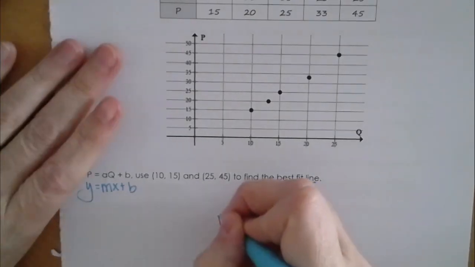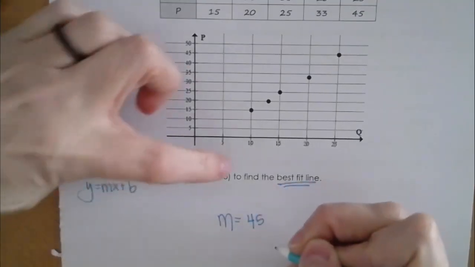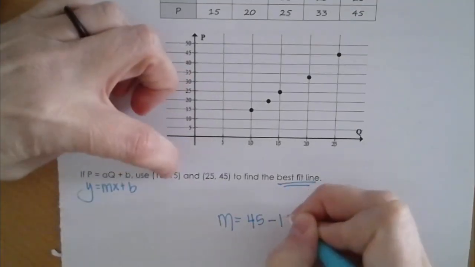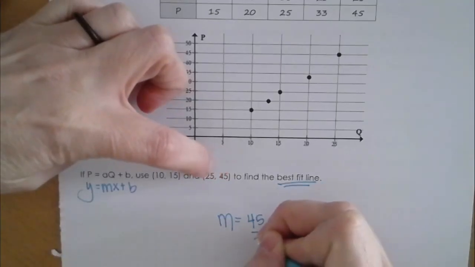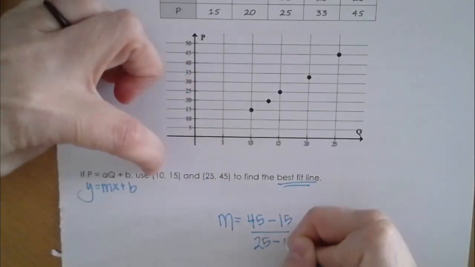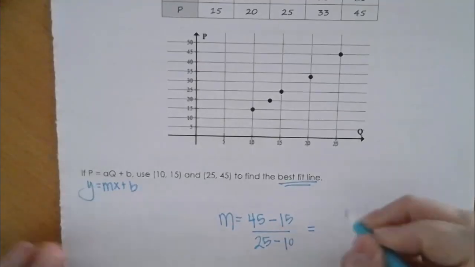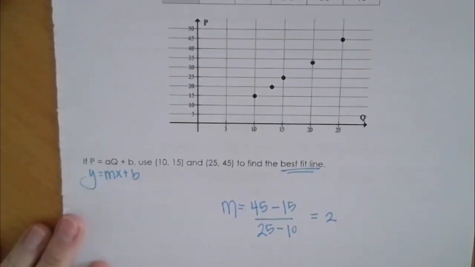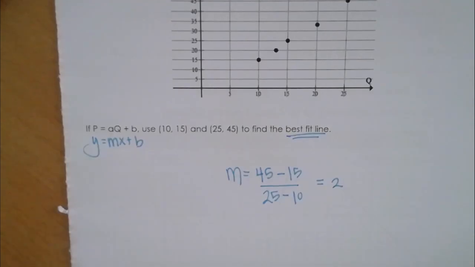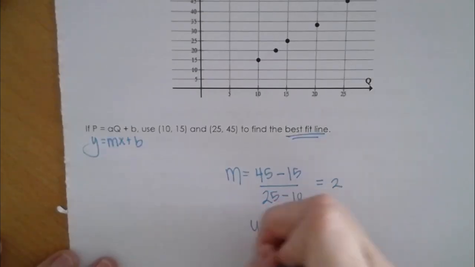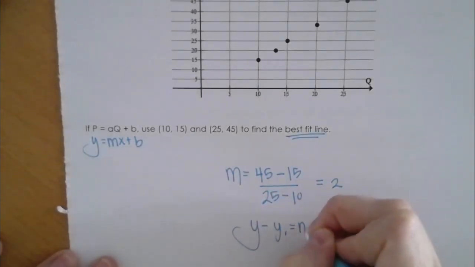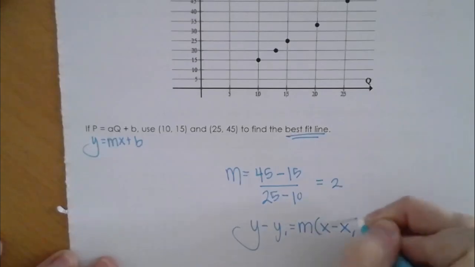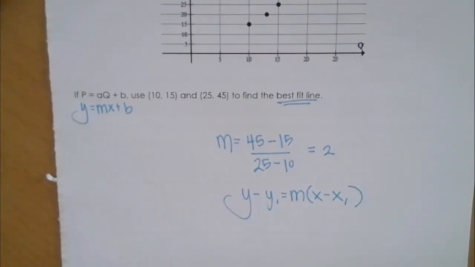Find your slope, so m equals 45, which is our y2, minus y1, which is 15, over 25, that's our x2, minus x1, which is 10. And then I can go to my calculator and I get my slope as 2. My b value, I could solve it the same way I did in number 1, but I want to show you another way. So we have point slope, y minus y1 equals m times x minus x1. And some of you might prefer this way. Typically I default to this one. But it really doesn't matter. It's definitely preference on which way you like.